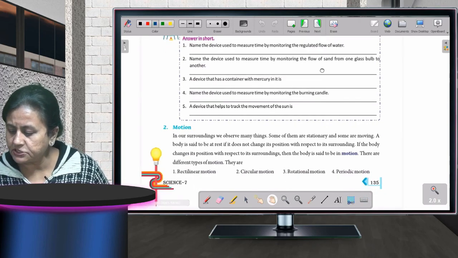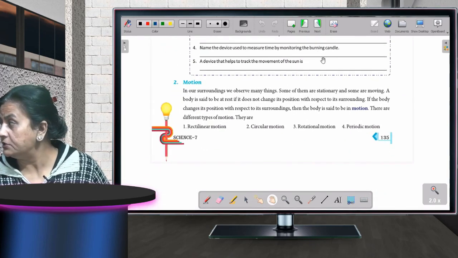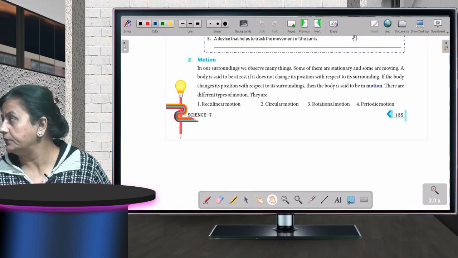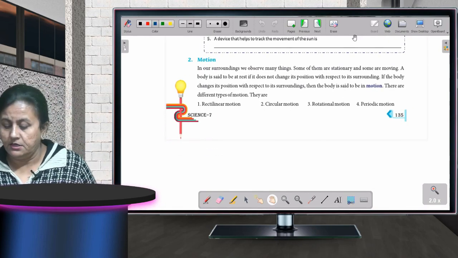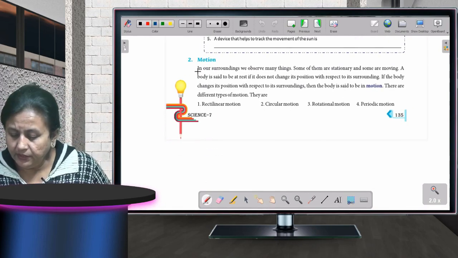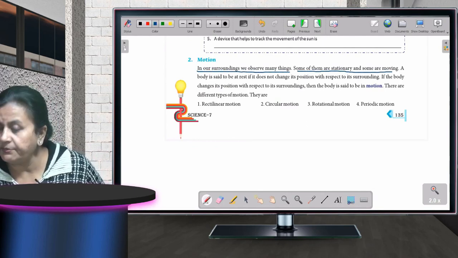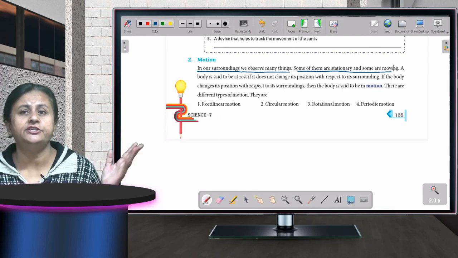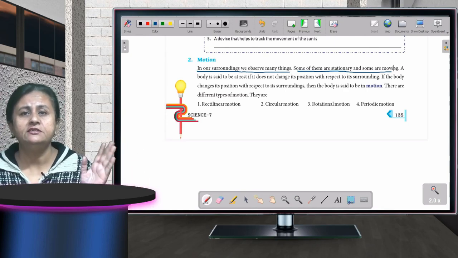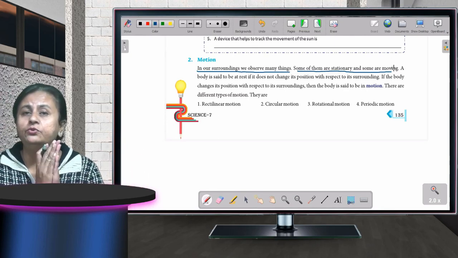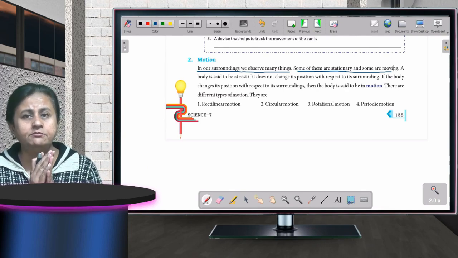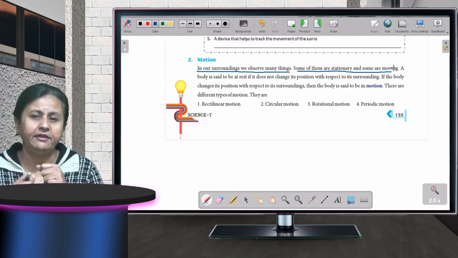Now comes motion. Can you all see on your screens also? In our surroundings, we observe many things. Some of them are stationary and some are moving. Many things are around us. Some things are stationary. They do not move at all. And some things keep on moving every time.